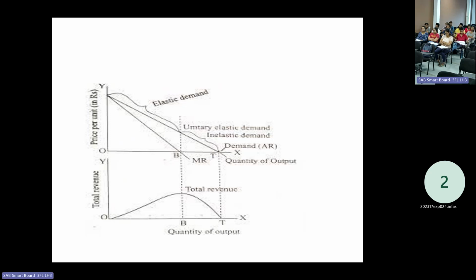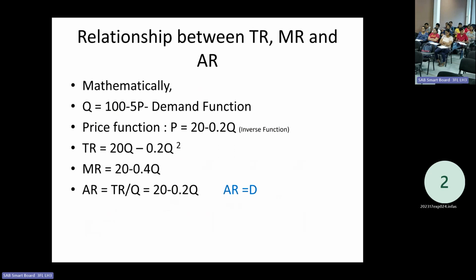Now you can see the mathematical approach. It's simple. Like we mentioned, this is the demand curve: Q equals 100 minus 5p. That is our direct function. Demand depends on the price of the product.